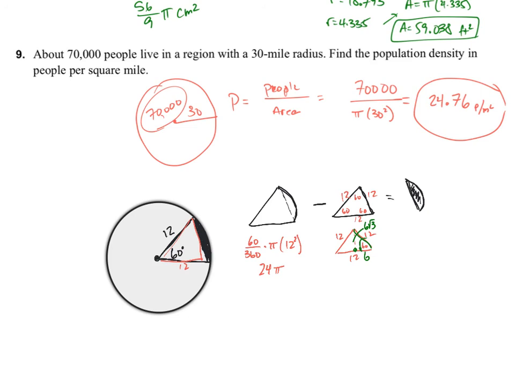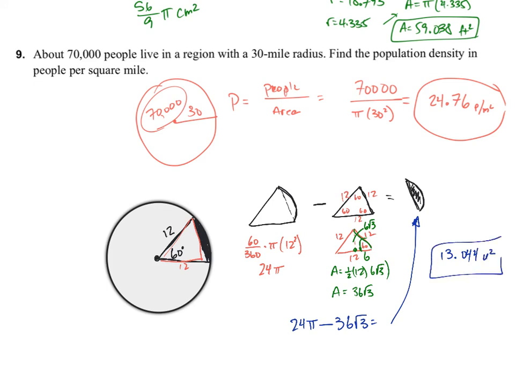So the area of this would be 1/2. The whole base is 12. And the height we just found to be 6 root 3. So the area would end up being 36 root 3 of that piece. So now for the area of this sector, I would simply take my 24 pi and then subtract out the 36 root 3, and what is left over will be that piece right there. And I can work this out as a decimal, and that would be 13.044, and we'll just say square units.